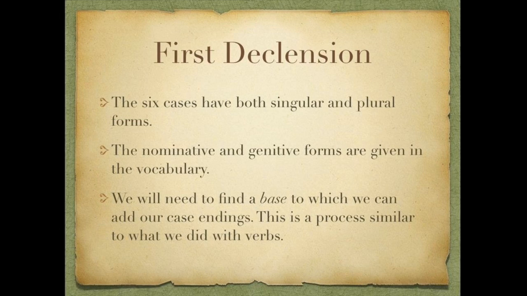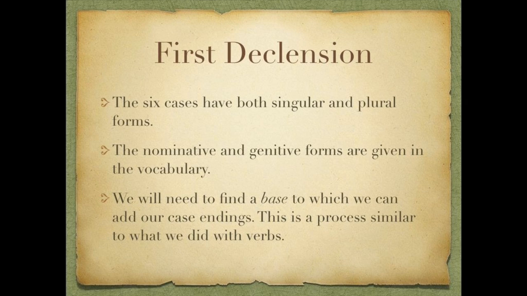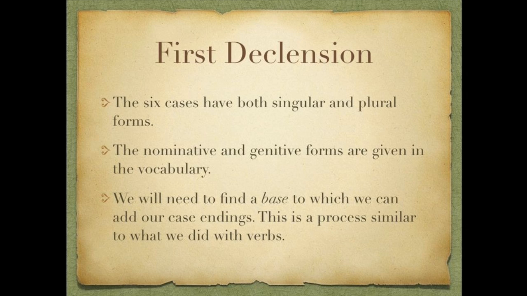So we notice the 6 cases have both singular and plural forms. The nominative and the genitive singular forms are given in the vocabulary. So our dictionary entry always lists the nominative and the genitive singular forms. What we'll need to do is find a base to which we can add our case endings. And this will look very similar to the process that we used when we did our verbs.